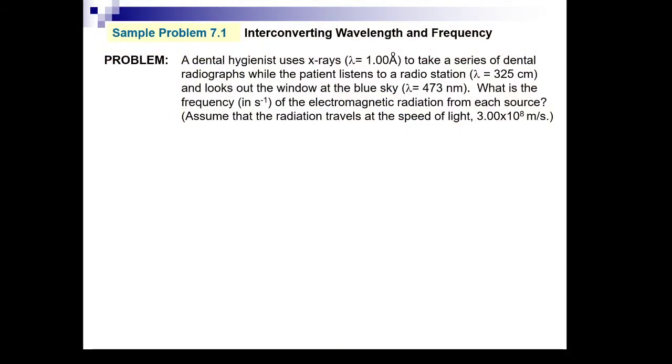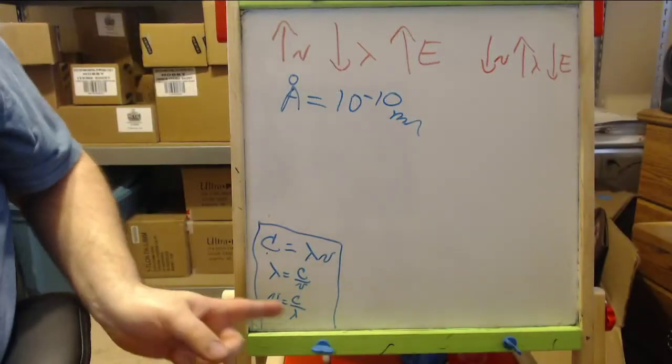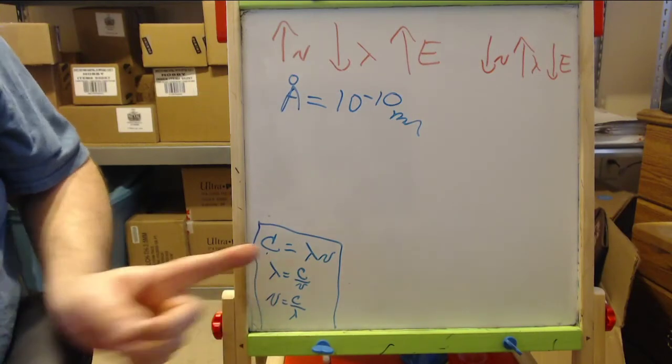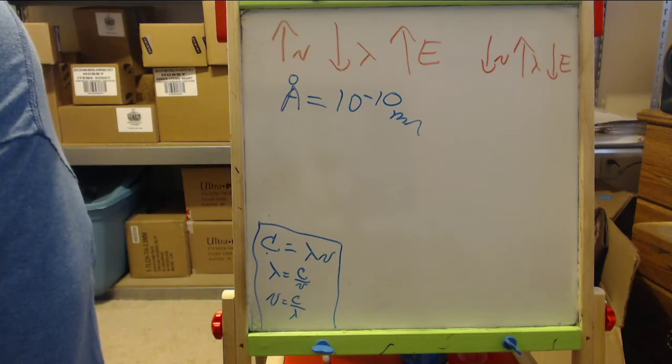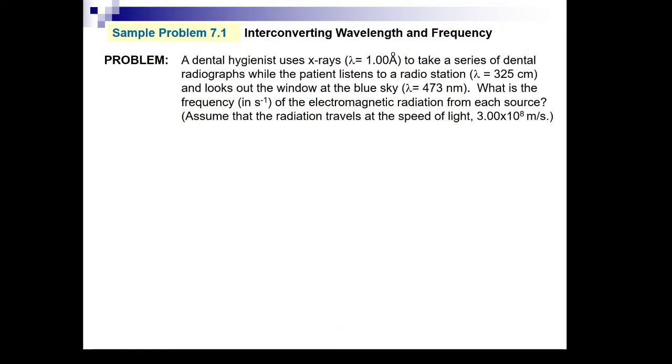They have a radio station on with a wavelength of 325 centimeters. And you look out the window at a blue sky, which has 473 nanometers. It says, what is the frequency? So they want you to calculate nu. They want you to use this formula right here to calculate nu for each one of these. The key to this problem, and that's going to be a big key this whole entire chapter.